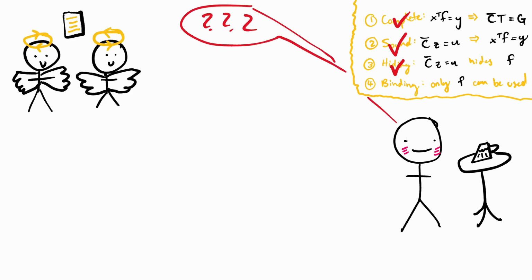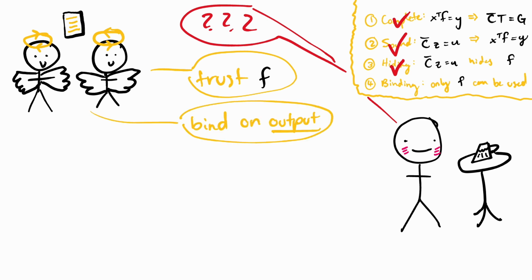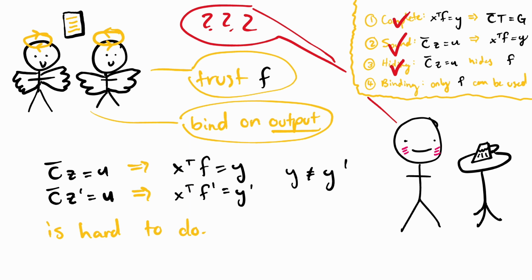Leo, Chris, I don't know what to do. Okay, you know what? You're right. We don't really know anything about f, so we will have to trust that f is being used correctly. But instead of binding on the function f, maybe we should bind on the output. We want it to be hard to produce two solutions, z and z prime, which have different outputs, y and y prime.